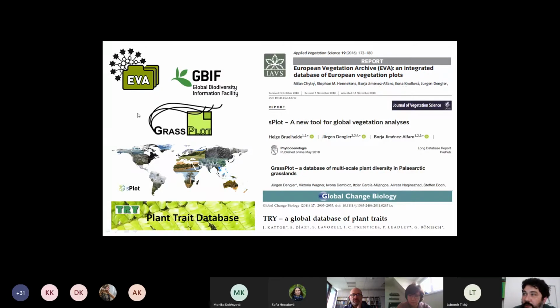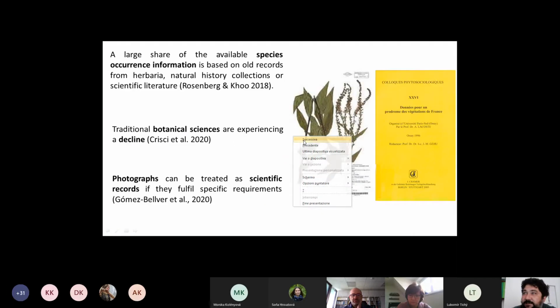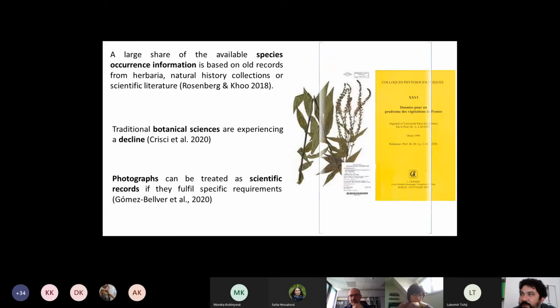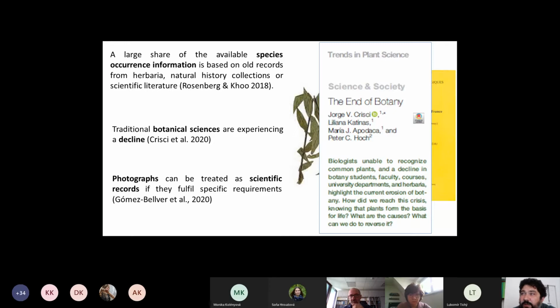But another part of this biodiversity data, the species occurrence information, is usually based on old records from herbaria, natural history collections, or scientific literature, and there is a gap of updated, fresh data, associated with insufficient funds for taxonomy or biodiversity inventory projects. This was very well described by Crisci et al. in the paper The End of Botany, where they talk about the causes of the decline of traditional botanical science. So there is a problem to collect fresh data.